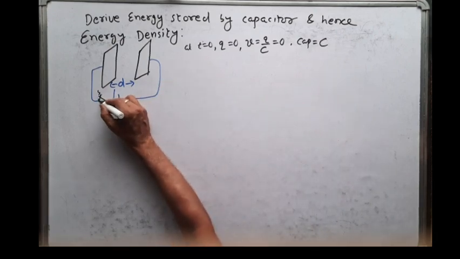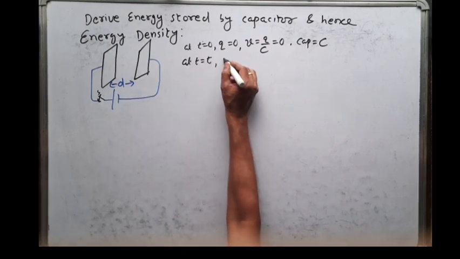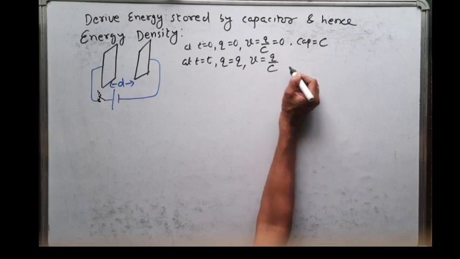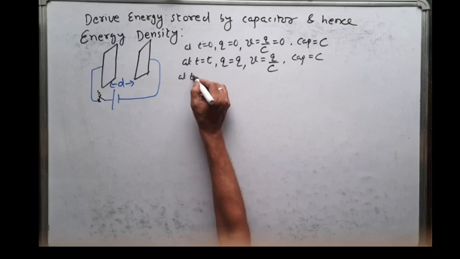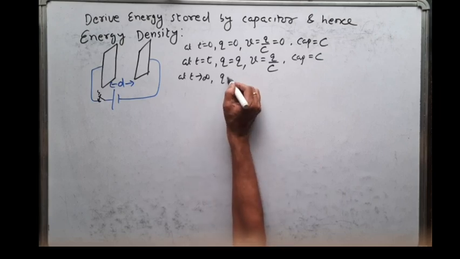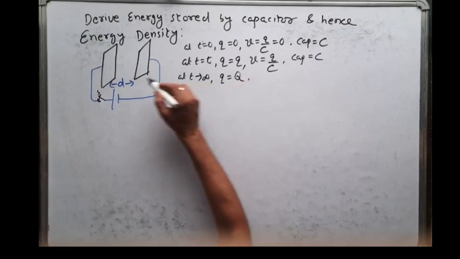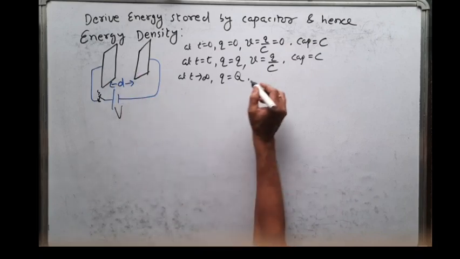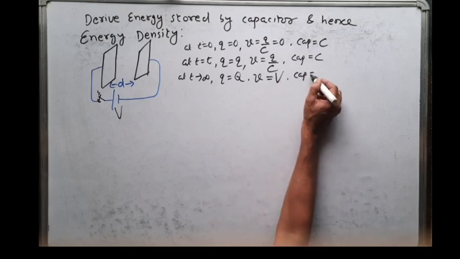Now, if we close the switch, after some time, at t is equal to t, at any instant t, let the charge across the capacitor be q, and the potential difference is nothing but q by C, and the capacitance always remains the same, that is C. Now, when the capacitor is fully charged, that is at t tends to infinity, the total charge stored in the capacitor is maximum, say Q. And the potential difference across the capacitor is equal to the supplied voltage, that is, the voltage across the capacitor is maximum, that is V. And the capacitance is equal to C.